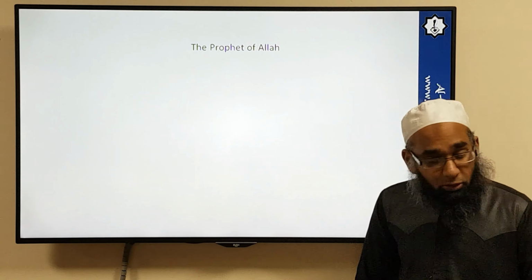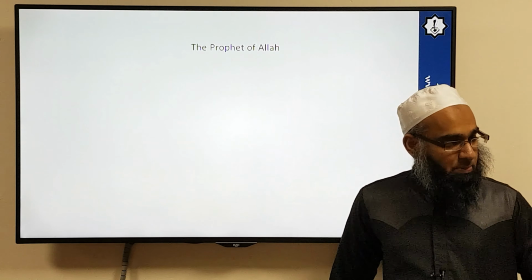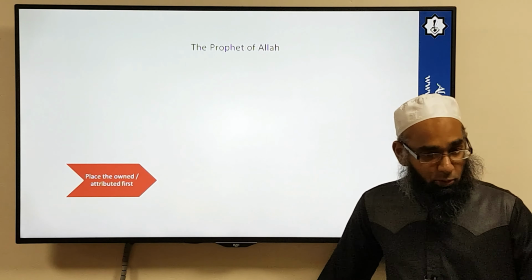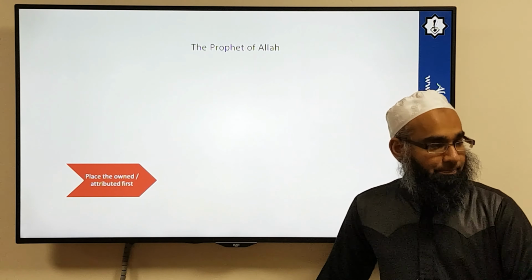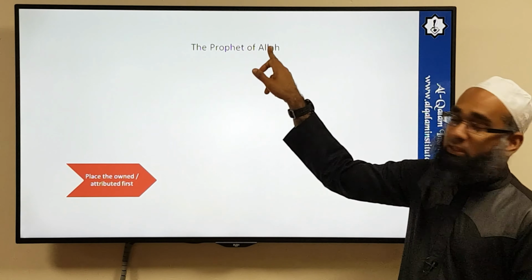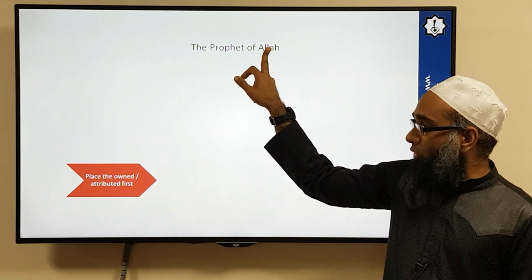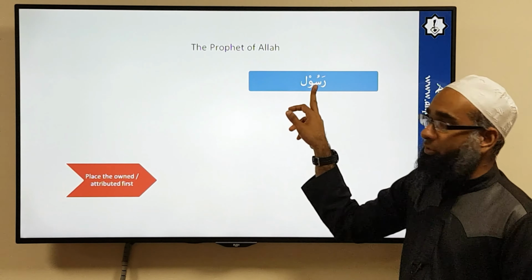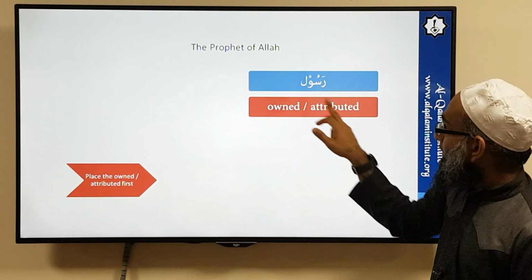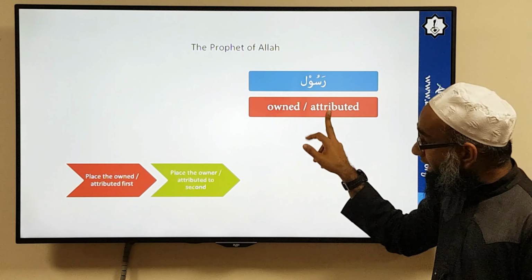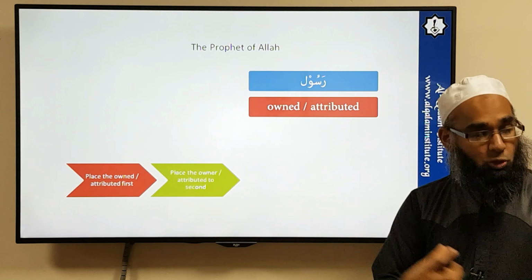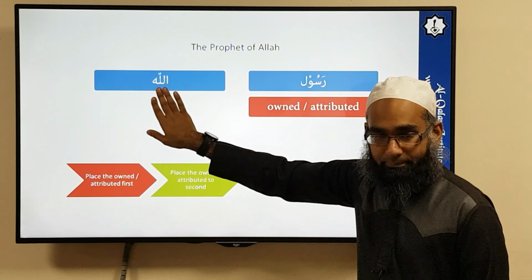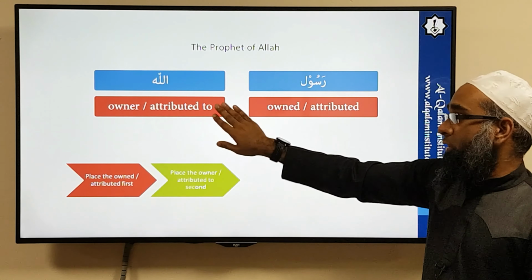Now how do you make it Arabic? How do you use this possession in Arabic? The first thing is, the thing that is owned comes first. When you use "of", the same exact order. So we're saying here, the Prophet of Allah. So who is being owned or attributed? The Prophet. That will come first. Rasul, the owned, the attributed. Then the owner, or the thing you're attributing it to, will come second, which in this scenario is Allah, lafzul jalala. You bring that second. It's the owner that it's attributed to.